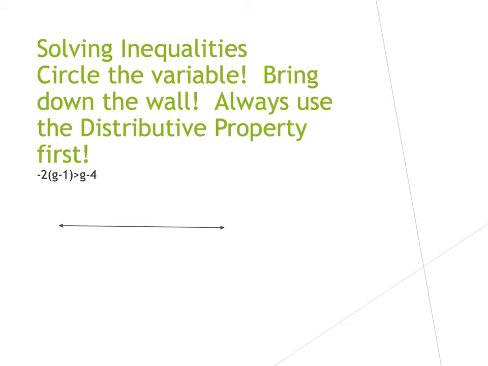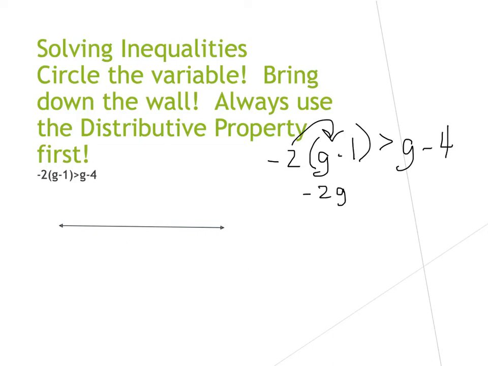So I'm going to go ahead and rewrite my problem. And I'm going to use the distributive property. Negative 2 times g is negative 2g minus negative 2 times 1, which is negative 2. I could go ahead and do the keep, change, change. Keep this, change this, change this. And then I can bring down my wall down here. All right, and then I want to go ahead and circle my variable.